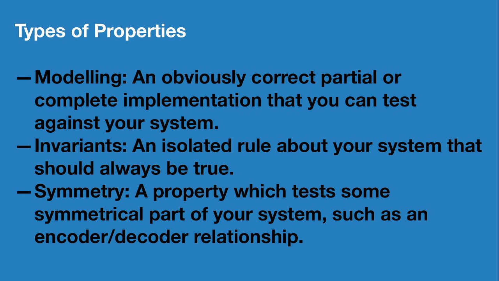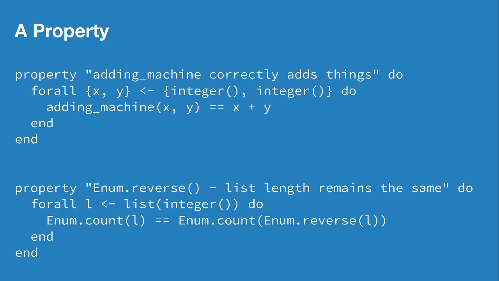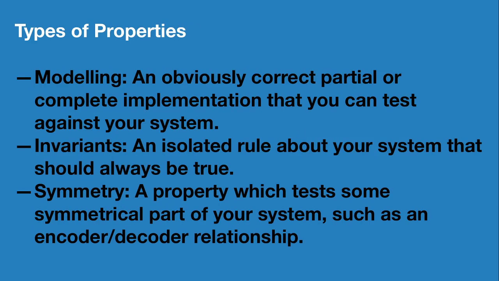Invariance, and this is the one that you'll be leaning on a lot more often when you're doing property testing, is an isolated rule about your system that should always be true. An example of that would be the bottom property here, where you're checking if the list length remains the same. You can't check the whole functionality of enum reverse, which just flips a list, but you can check a part of it. And then ideally with a number of other invariants, you can end up with a robust system.